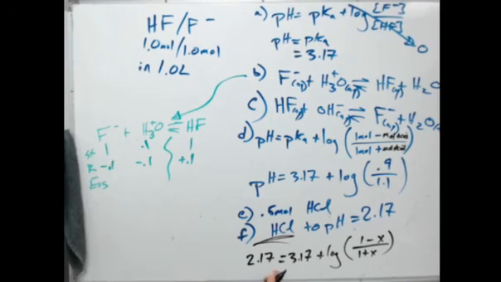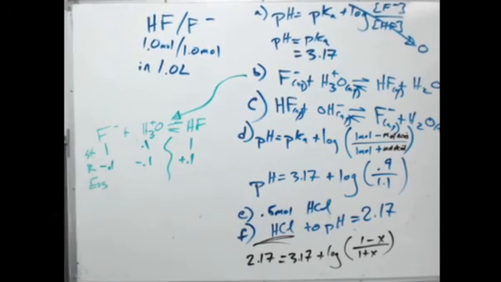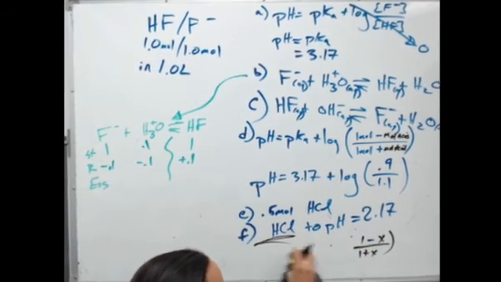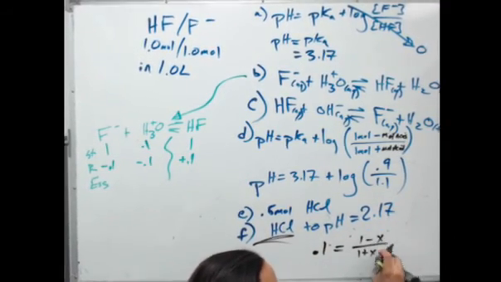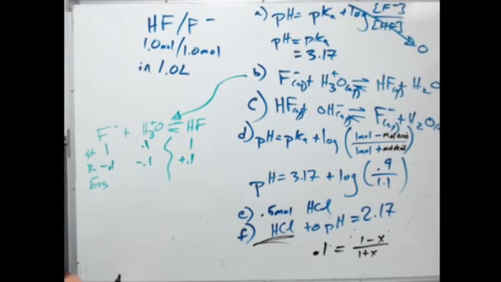I'm going to have 2.17 minus 3.17 is negative 1. 10 to the power of negative 1 is 0.1. So 0.1 equals (1 minus x) over (1 plus x). Solve for x. And that's how you do that problem.